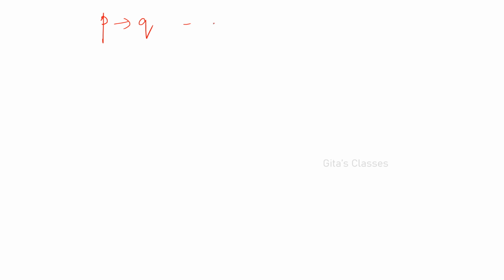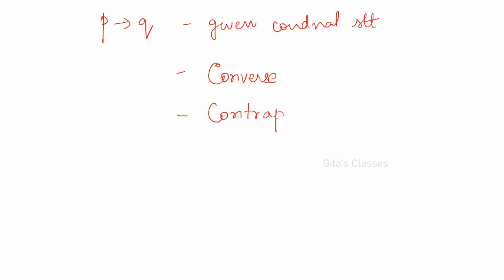See, P conditional Q is the given conditional statement. Now we want converse. Please remember, follow this order so that it will be easy to remember: converse, contrapositive, and inverse. If you follow this order, it will be easy to remember and you will not make mistakes. This is the given conditional statement. Always C comes before I, right? Therefore, C comes before. You remember this order.